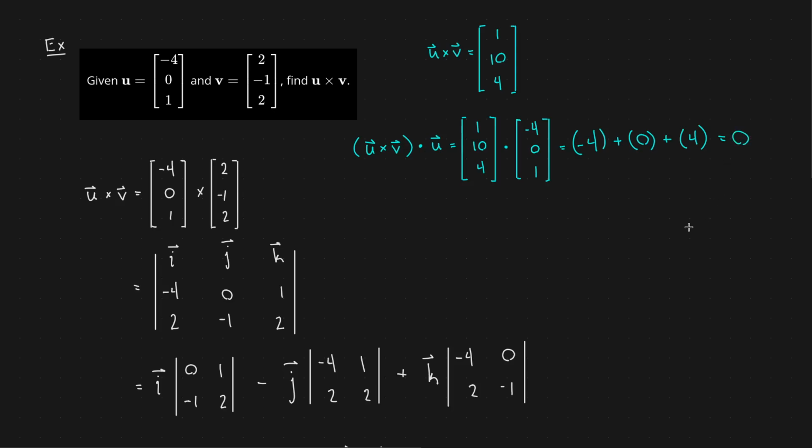And remember, when the dot product is 0, that's special. That means the two vectors are orthogonal. Geometrically, it means the two vectors will be perpendicular to each other. Okay? Let's do the same thing for vector V.